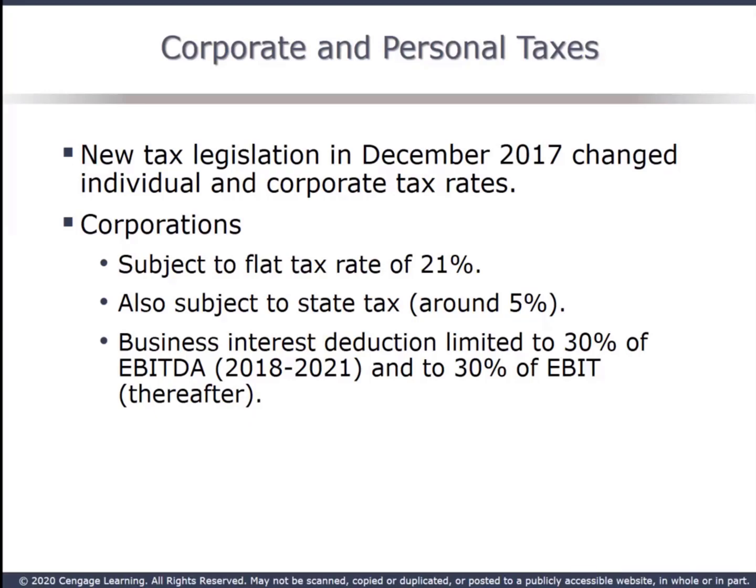Business interest deductions were modified as well, with a limit of 30% of EBITDA through 2021 and then 30% of EBIT thereafter. While the personal rates were lowered, which we'll see on the next slide, the reduction in the corporate rate was much more dramatic.